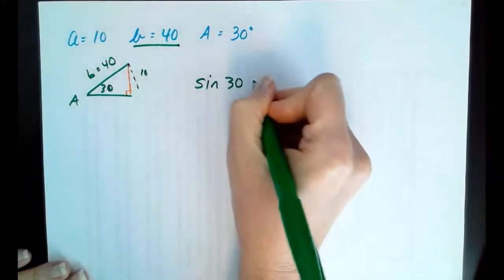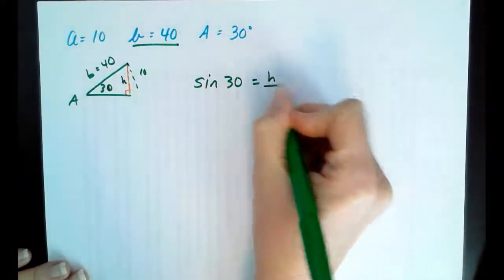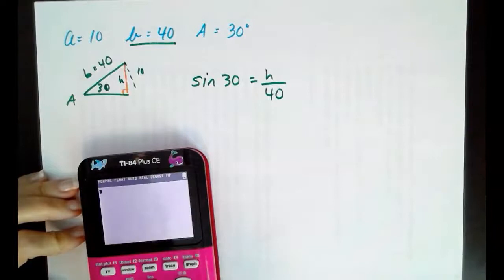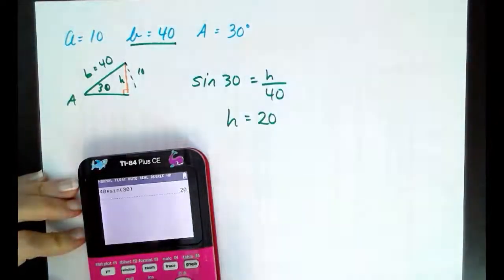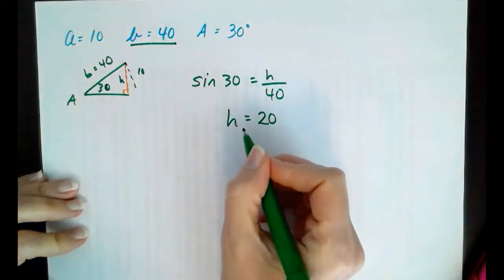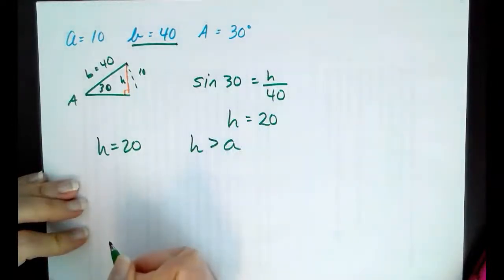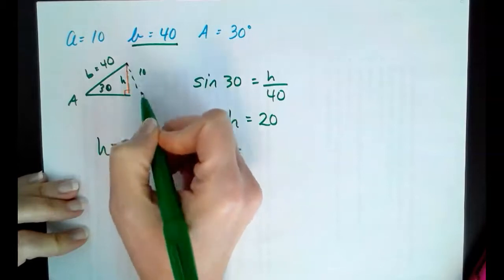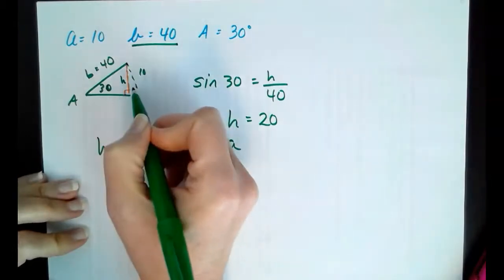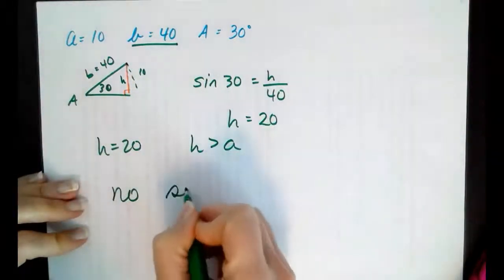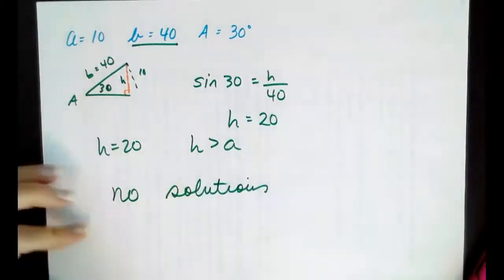The sine of 30 equals H over 40. Let's cross multiply here, 40 times the sine of 30. Remember, you need to be in degree mode. We find that the height is 20. If H equals 20, and H is greater than A, is it ever going to be possible for this swinging side that's 10 units long to close this triangle? No. So with this given information, there are no possible solutions here.